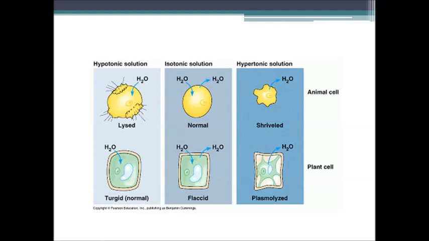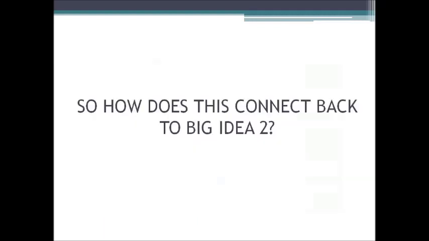Water molecules play a big role in determining the health of a cell. If an animal cell is placed in a hypotonic solution, water will move from an area of high to low concentration, eventually causing the cell to lyse. If an animal cell is placed in a hypertonic solution, water will move out of the cell and attempt to dilute the solute, causing the cell to shrivel. This is why it is important for the cell to maintain an adequate flow of water in and out of the cell. So how does this connect back to Big Idea 2?